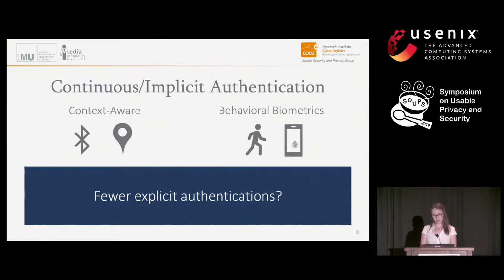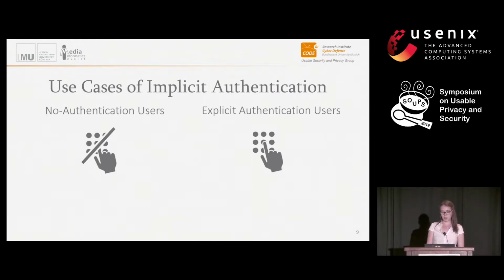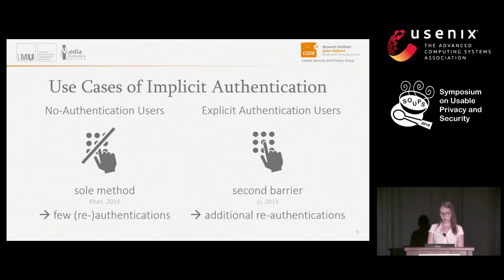So does implicit authentication really reduce the number of explicit ones? Well, this depends on the use case. If implicit authentication is used by former no authentication users as a sole method of authentication, then the user has to do only a few re-authentications if the implicit system fails. But if it is used by former explicit authentication users as a second barrier of security, then some additional re-authentications will be triggered, so it will increase the number of explicit authentications.